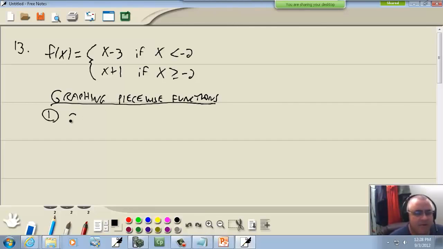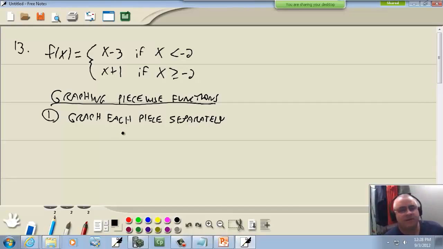Okay, our first step: graph each piece separately. So we've got y is equal to x minus 3, and we've got y is equal to x plus 1.